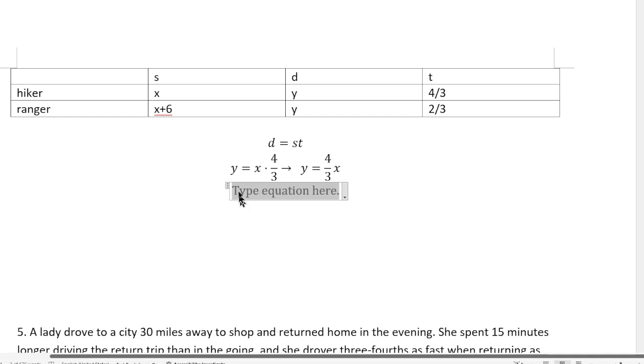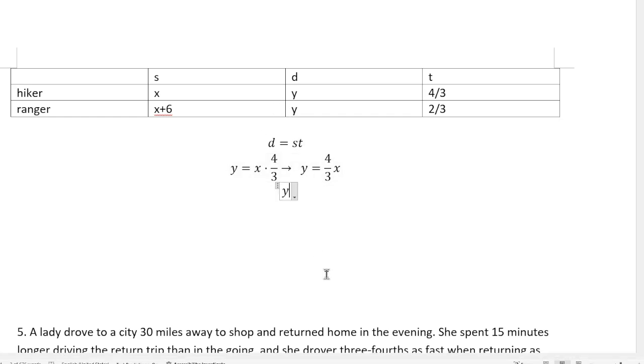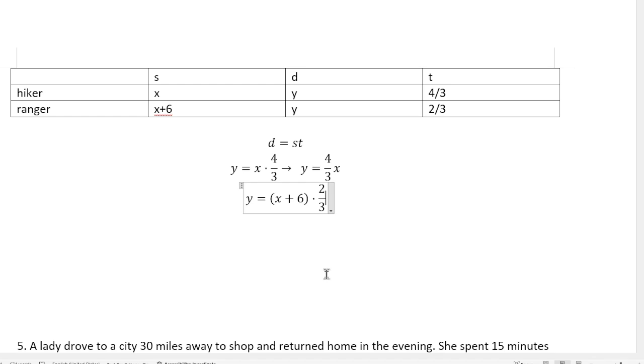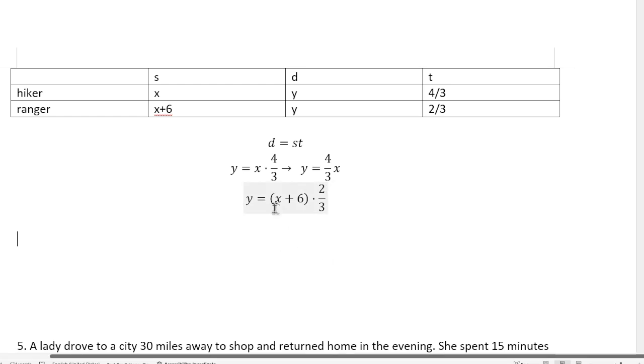And then in the second one, again, distance is y, speed is x plus 6, and then you multiply by 2 over 3. Now, what's really important is that when you multiply x plus 6 by this number, you need this parenthesis. Without the parenthesis surrounding it, what you write will be wrong. You have to make sure you have a parenthesis because this 2/3 is not just being multiplied to 6, but it's being multiplied to the entire x plus 6.